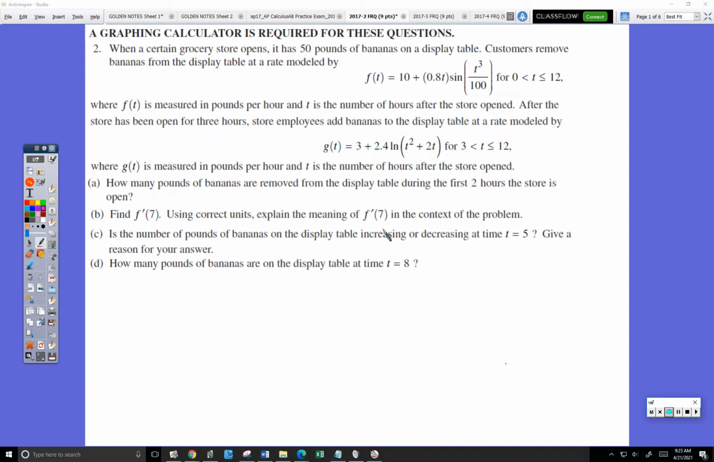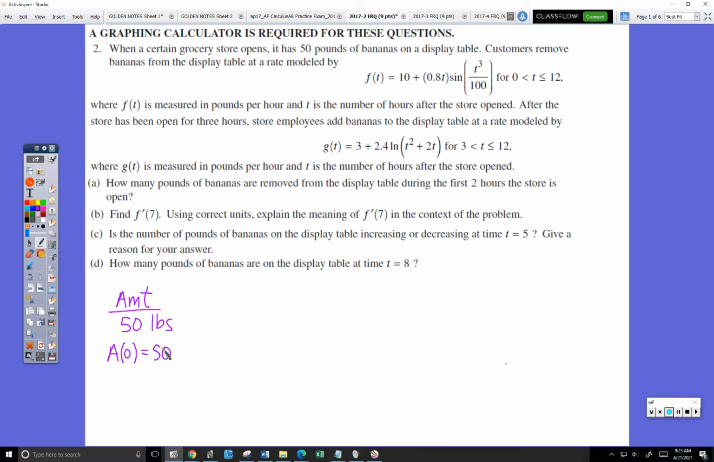Okay, 2A. When a certain grocery store opens, it has 50 pounds of bananas on a display table. So that's an amount, 50 pounds. We don't care if it's bananas or gravel or water, just an amount, 50 pounds. And that's when the store opens, so I'd probably put something like A of 0 is equal to 50.